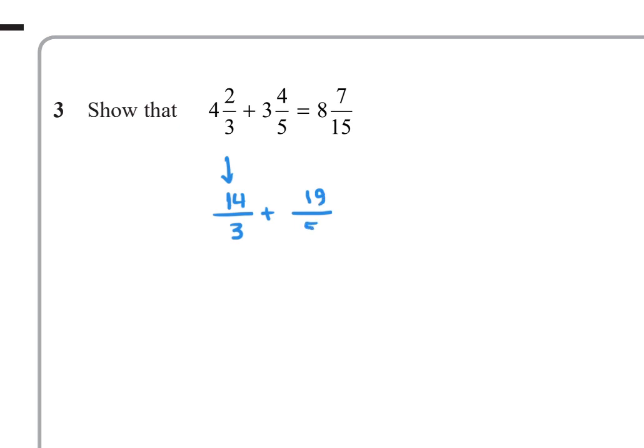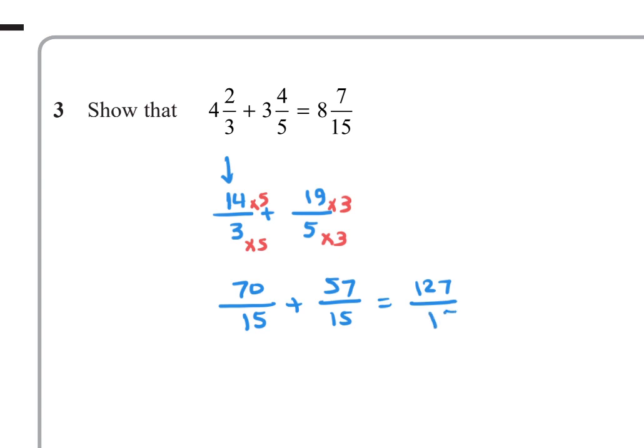So 19 over 5. Now multiply 3 by 5, multiply 14 as well by 5, and 5 by 3, 19 by 3. So you have 70 over 15 plus 57 over 15 equals 127 over 15. 127 over 15 equals 8 and 7 over 15. The last step you can do with calculator or without, because 120 divided by 15 is 8 and we have 7 left, so 8 and 7 over 15.